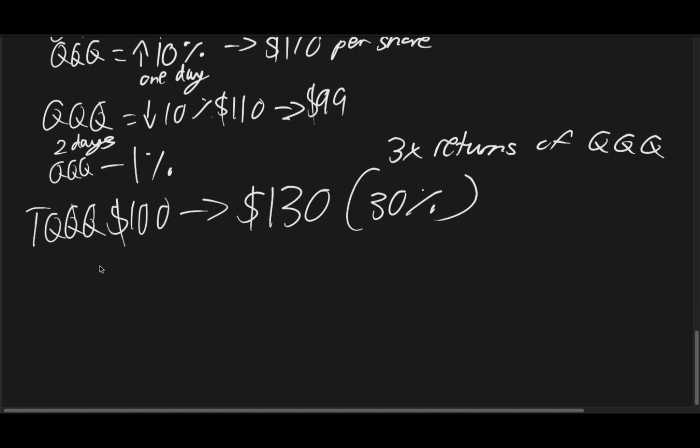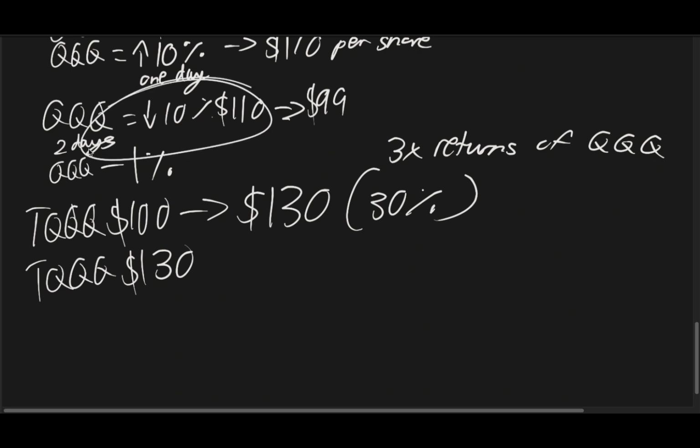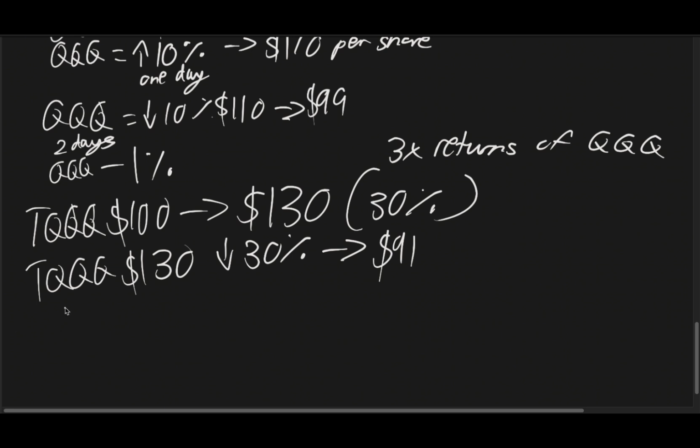Now, let's say the next day, TQQQ goes from $130 and it goes down 10%, exactly like this. Since it's tracking the leverage day by day, that's the key term, it will drop 30%. Down 30% would become $91. And overall, this return is a minus 9% return.